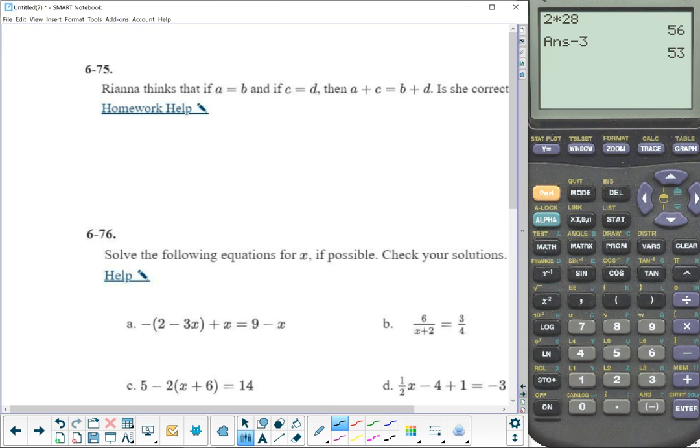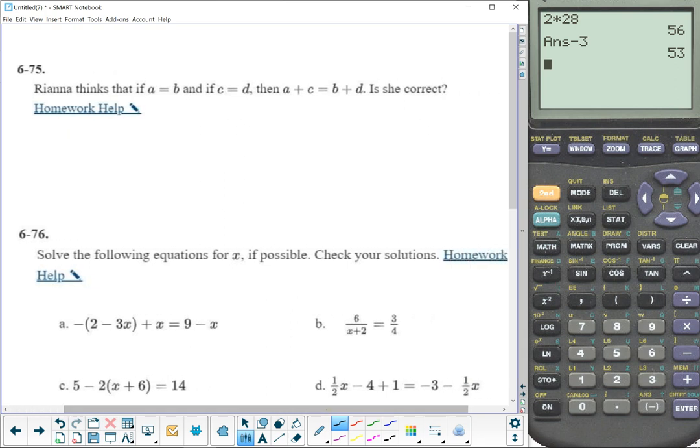All right, moving on to the backside. It says Rihanna thinks that if A equals B and C equals D, then A plus C equals B plus D. All right, what are we talking about? Well, first we're going to go ahead and copy down the equation. So A plus C equals B plus D.